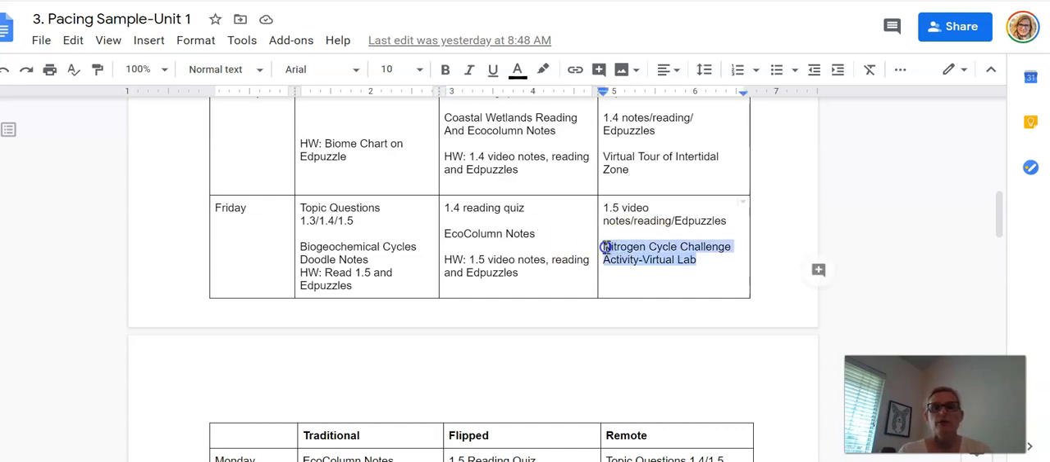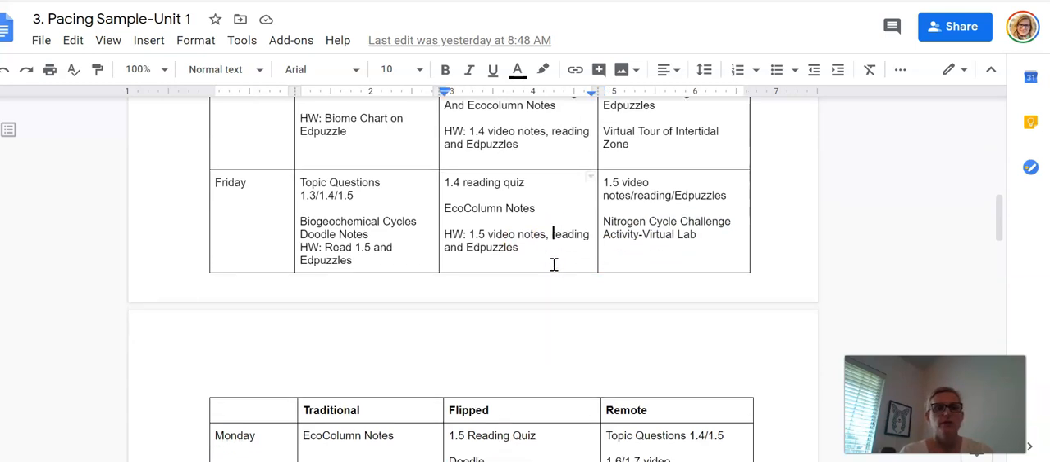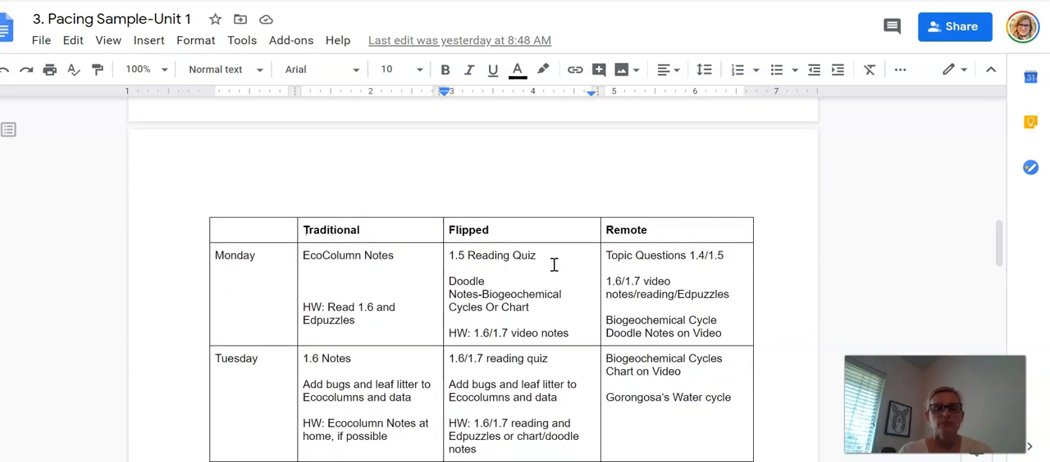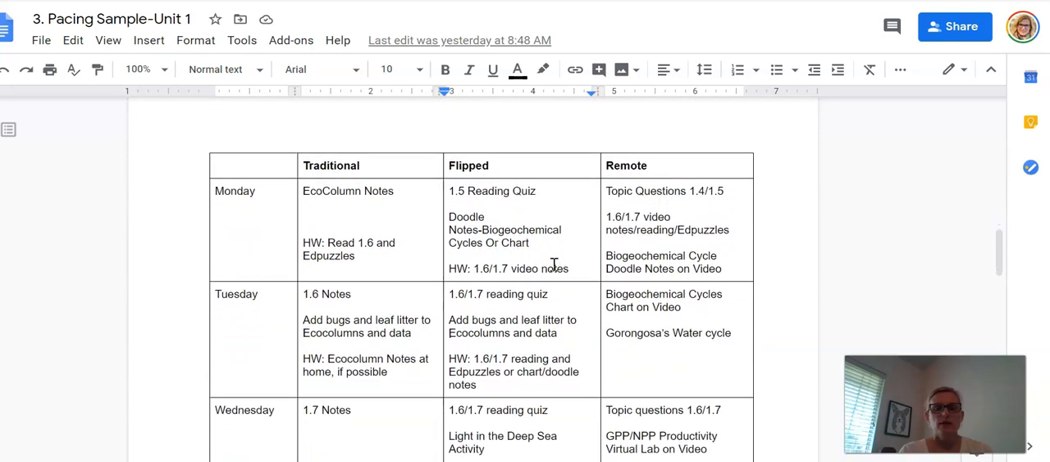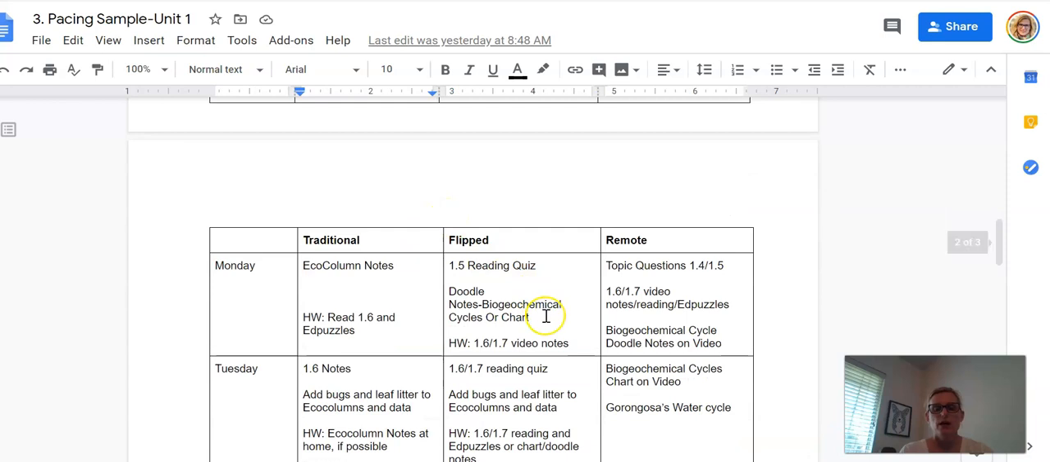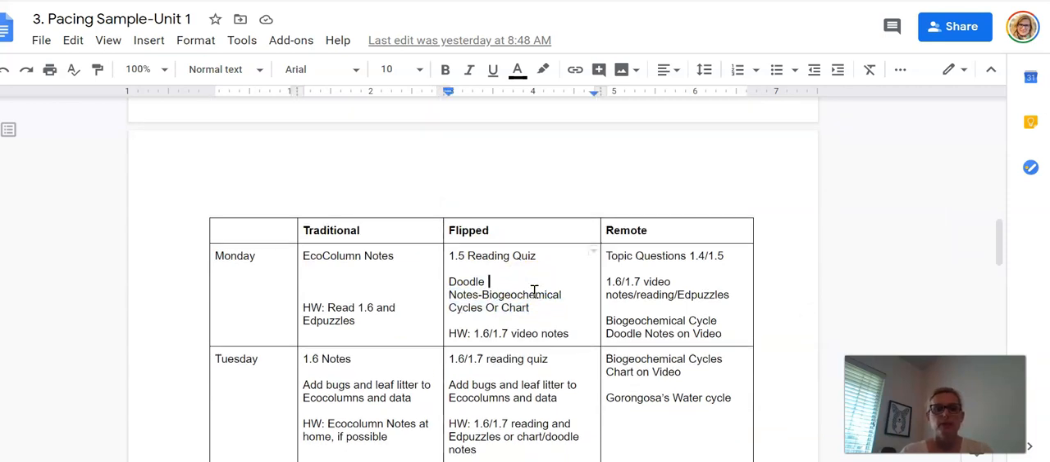There's a virtual lab called the Nitrogen Cycle Challenge that you can give if you are doing remote. You can do it in class too, but you probably won't have time with eco columns. And then you have some doodle notes here. I also put it in traditional. I'm building those right now, so they're not quite ready yet.